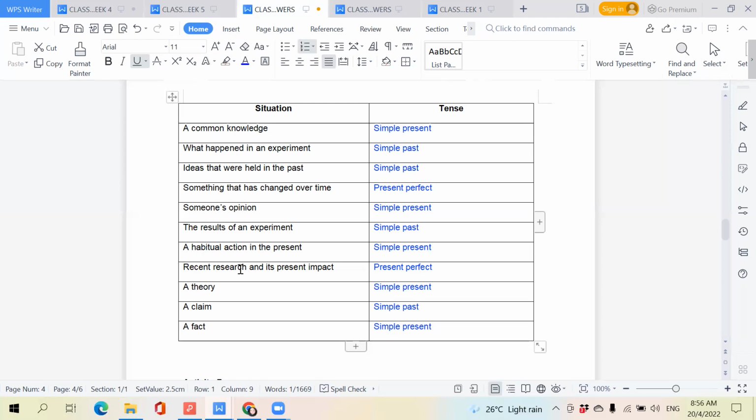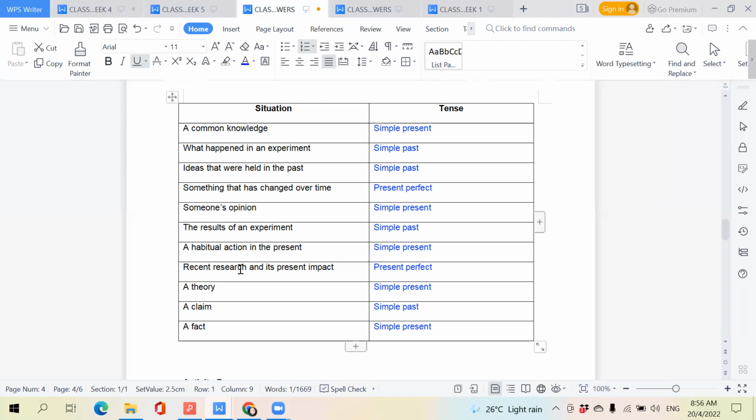A claim is something that has been made by someone. Okay, so this can be used. This needs to be written by. This needs to be written in simple past tense. Okay, and a fact. Like I said, it's always going to be true.